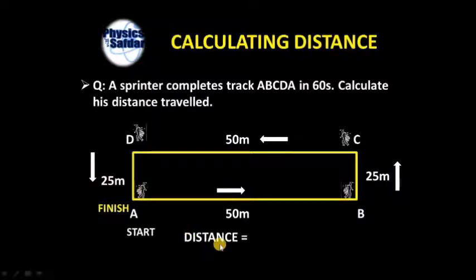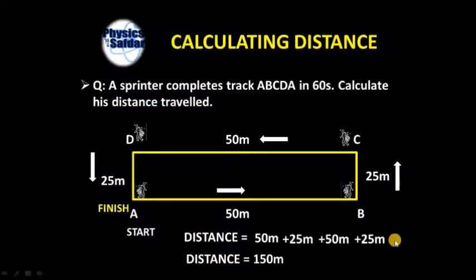Look at this journey. The journey started with point A, then the sprinter reached point B and it is 50 meter. Then point B to C, he covered 25 meter. Then C to D, 50 meter. And finally D to A, 25 meter. Add all the numbers, then you get 150 meters. So that is the total distance covered by the sprinter in track A, B, C, D, A in 60 seconds.